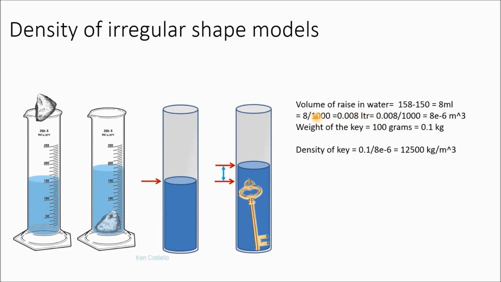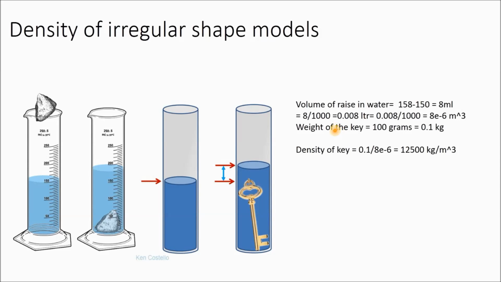So 8 divided by 1000, I did it. I convert mL into liters. Then I convert into meter cube, divided by 1000. So I got the volume as 8 e raised to minus 6 meter cube.